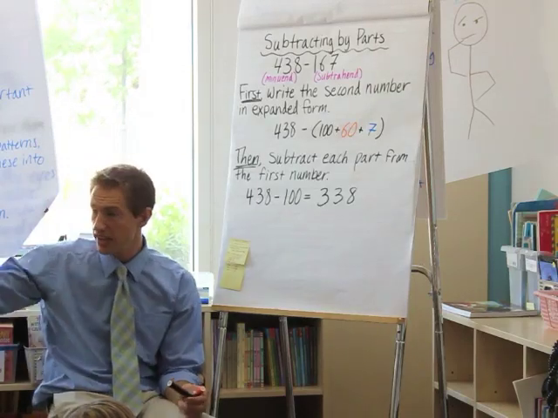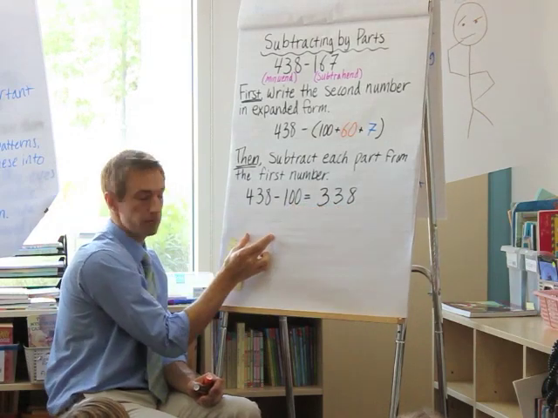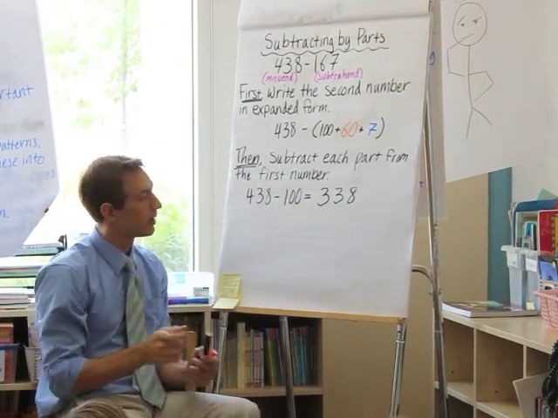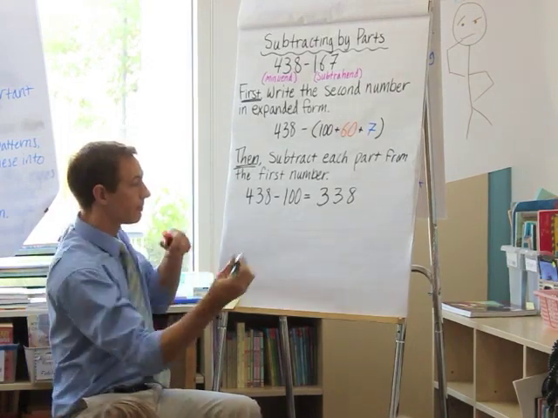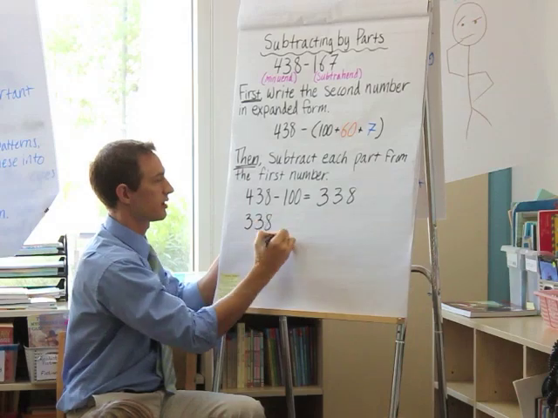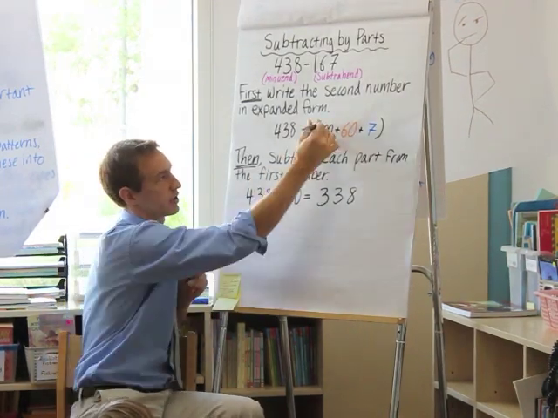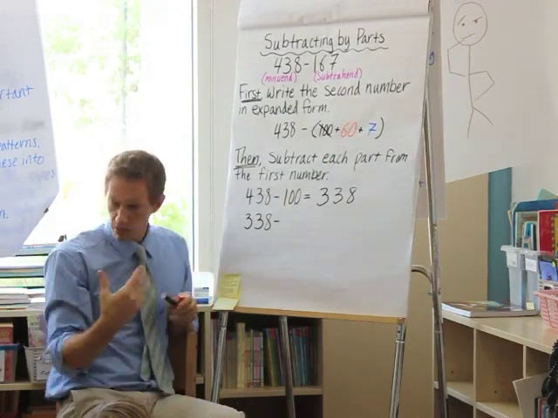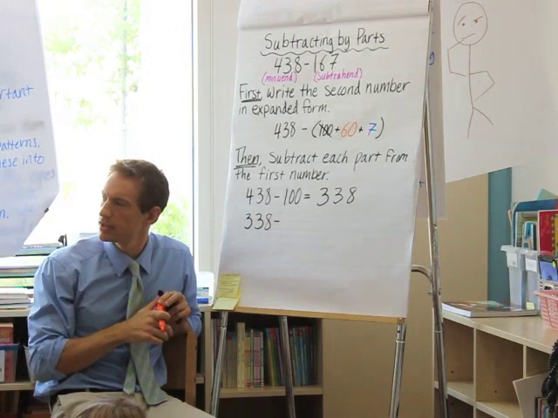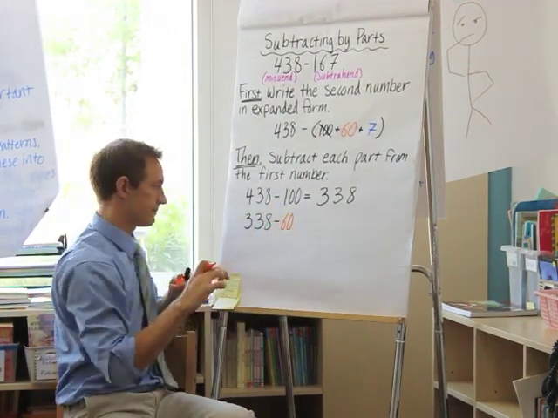So now, just like in adding in parts, I use this difference, bring it down here, so I can continue my subtracting. So 338 minus, now I just used the 100, so I can cross that out. But what am I going to subtract now? Khadijah. The tens place value, which is my 60.